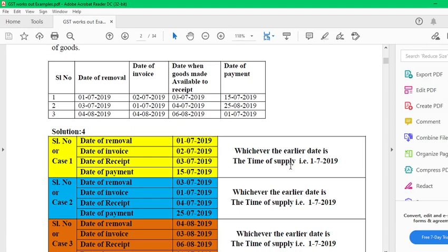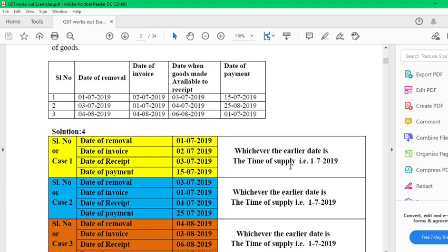1/7/2019 is the date of removal of goods from the godown. The date of invoice is 2/7/2019. The date when goods were made available to the receiver is 3/7/2019. The date of payment is 15/7/2019. There are four dates: one is the removal date, another is the invoice date, third is the date when the goods were made available to the receiver, and fourth is the date of payment. Which is the earlier date? Therefore, in the first case, which is independent, the date of removal is 1/7, date of invoice 2/7, date of receipt 3/7, and date of payment 15/7.